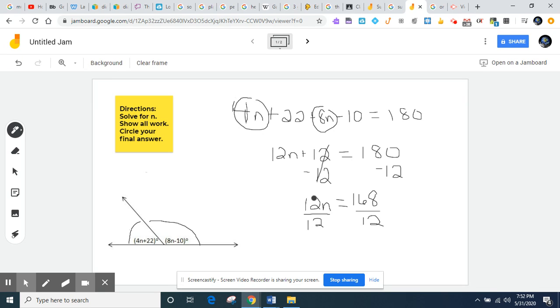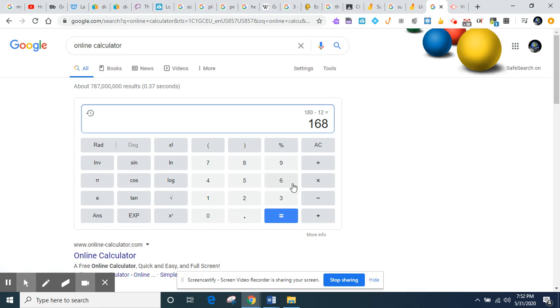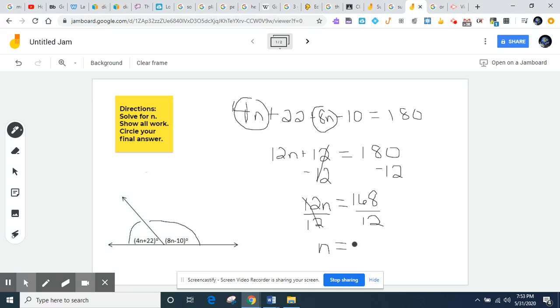Okay. When we divide by 12, this is going to cancel because 12 divided by 12 is just 1. Okay, so we're left with our 1n on this side. And that's going to equal 168 divided by 12. So again, go to your calculator. We still have our 168 in there. So I'm just going to click divided by 12. And that gives us an answer of 14. So I'm going to put 14 here.